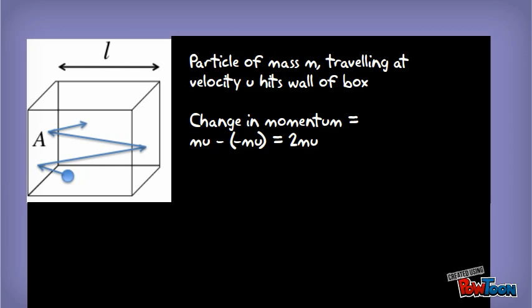Let's think about momentum first. Momentum is mass times velocity, so it's mu. How does the momentum change due to the collision with the wall marked A? Well, the velocity is travelling in one direction, which is positive for u, and when it's travelling in the opposite direction after the collision, the velocity is going to be minus u. So the change in momentum is mu minus (minus mu), which gives us 2mu. That's the change in momentum.